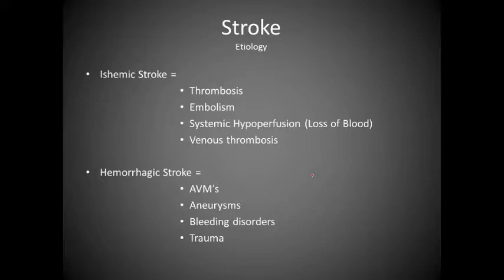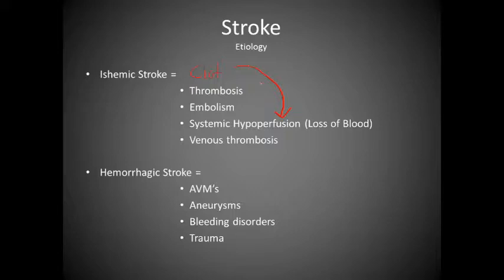An ischemic stroke results from a thrombus or thrombosis, embolism, or can result from systemic hypoperfusion, which means loss of blood, and venous thrombosis. So basically, ischemic stroke results from a clot. However, it can also result from volumetric loss of blood to the point where there's not enough blood to actually pump to the brain. And so that can mirror the same effect.